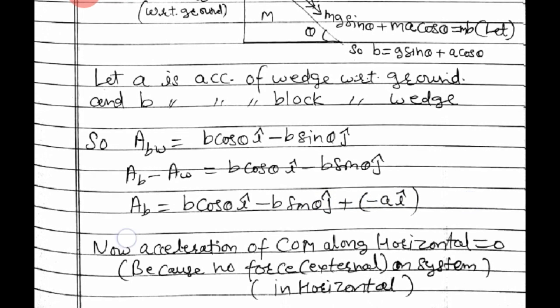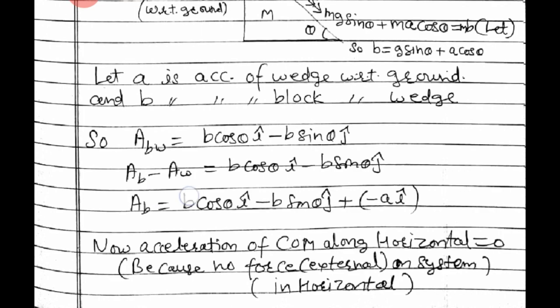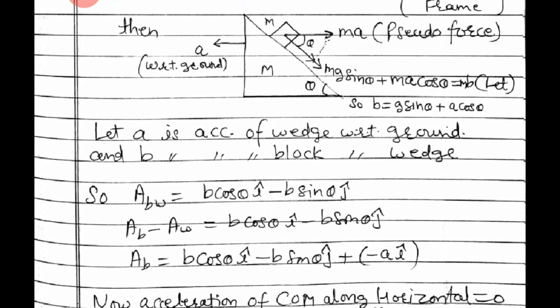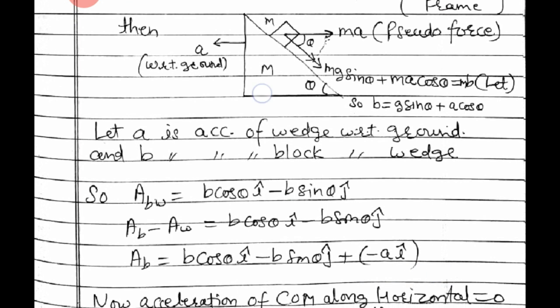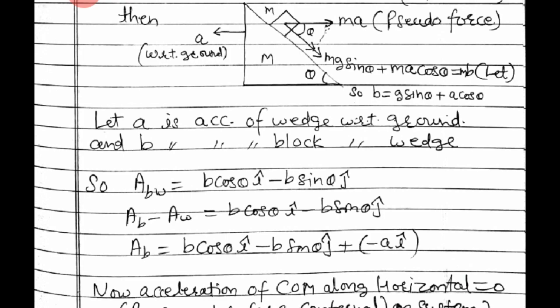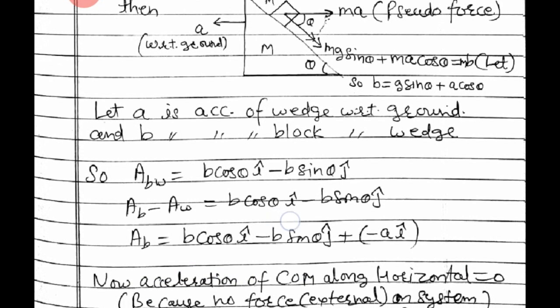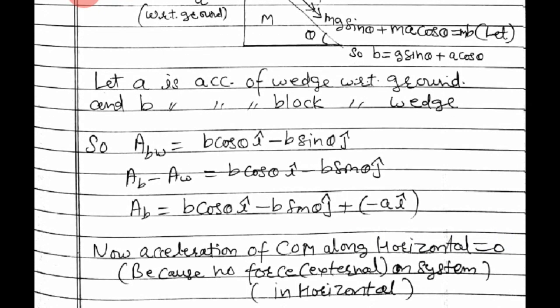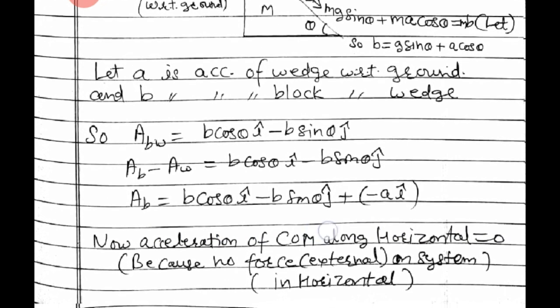So from here we will get a_B. So this a_W will come in right hand side. And we know that value of a_W in vector form is minus a i cap, because this wedge is moving opposite to the positive x direction. It means here we will take minus a i cap. So here a_B is equal to b cos theta i cap minus b sin theta j cap plus minus of a i cap. That is acceleration of block with respect to the ground.